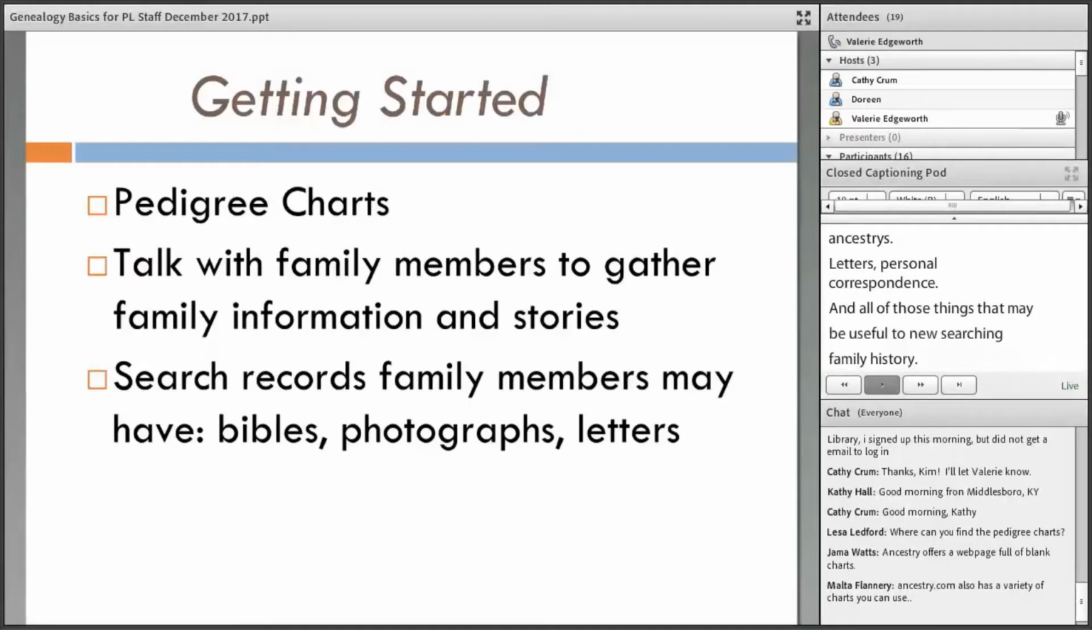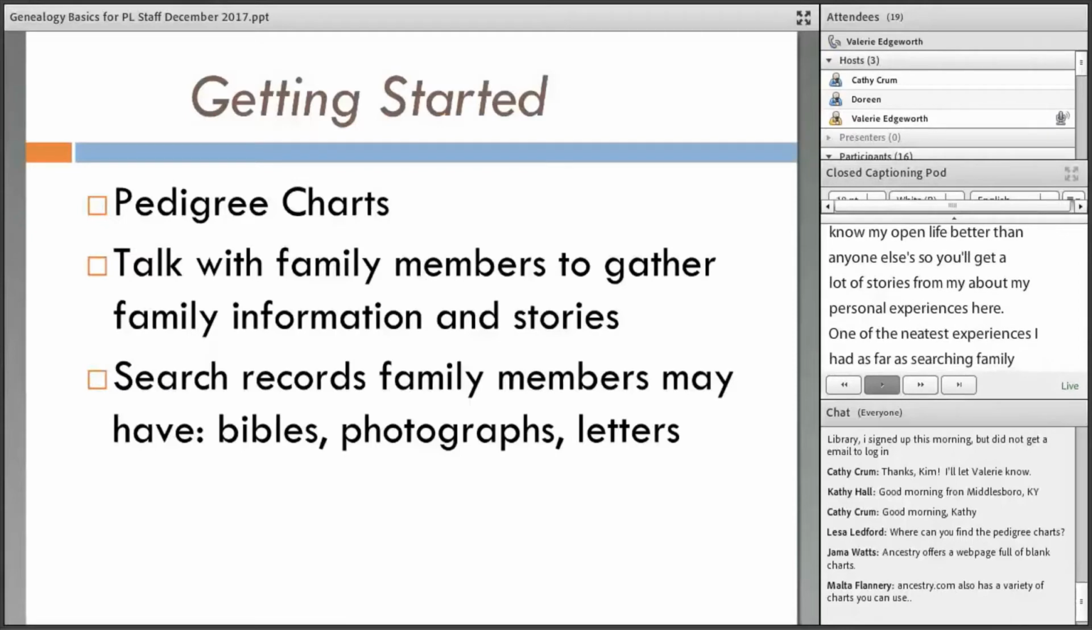As I teach this topic of genealogy basics to you, I know my own life better than anyone else's, so you're going to get a lot of stories from me about my personal experiences here. One of the neatest experiences I had searching family records was with a great aunt who was researching one of our Irish lines in Ireland. This was the early 1980s, and she came back home from a two-week visit in Ireland with a phone book. She had been in County Roscommon, and had gone through the last name and marked all the people of our family line that she had tried to contact, whether they were willing to talk to her or not, included their information, and then stuck a sheet of paper in the phone book of how they were related to us.